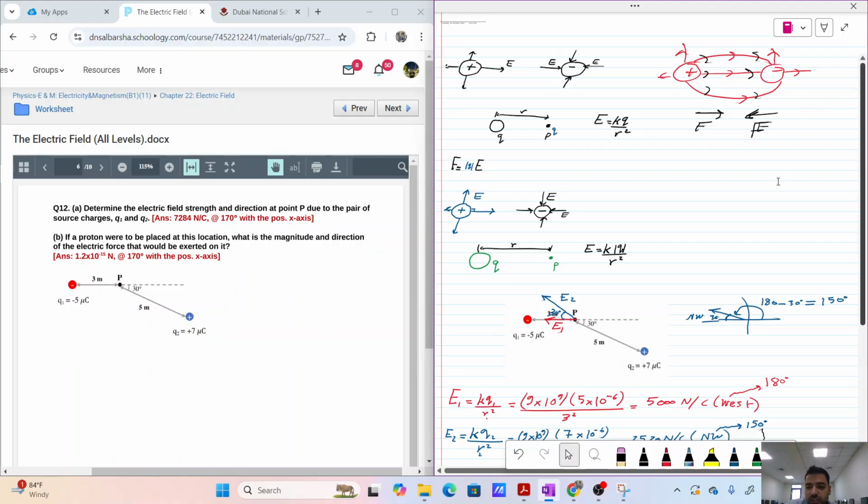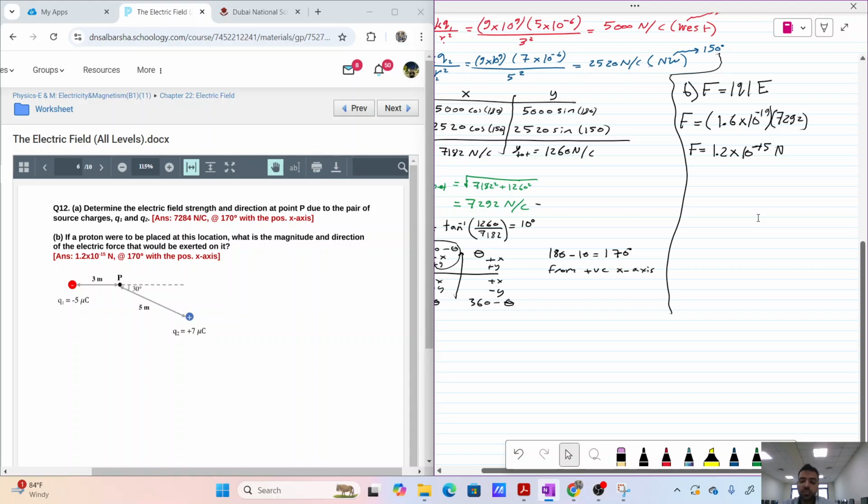So here, since it is mentioned it's a proton, we just say that it has the same direction as the electric field. So we say force is equal to 1.2 times 10 to the power minus 15 newtons at the same angle as the electric field, 170 degrees from positive x-axis. We say it's the same direction as the field.